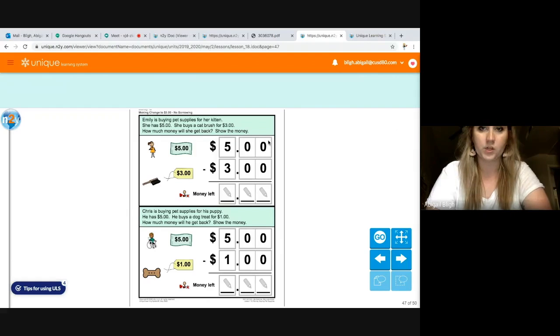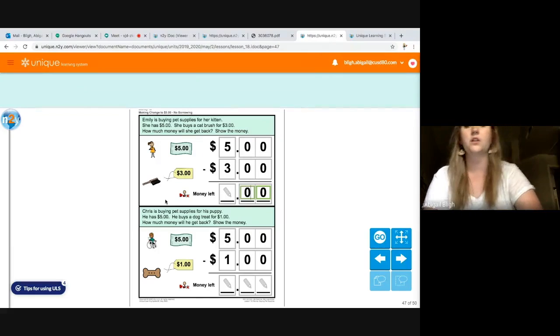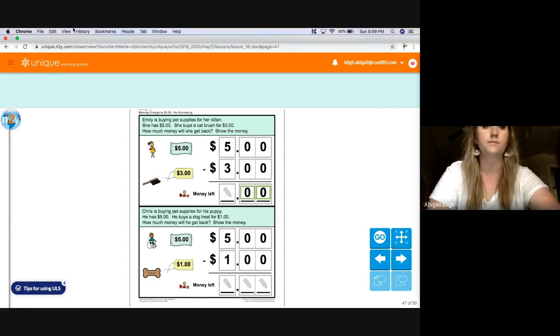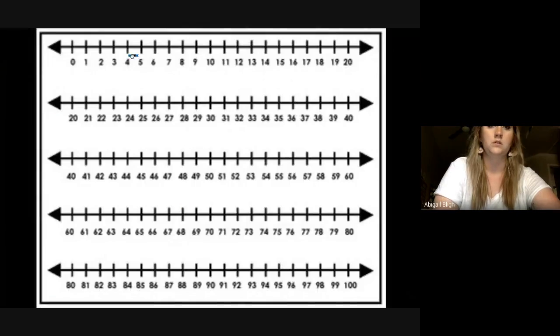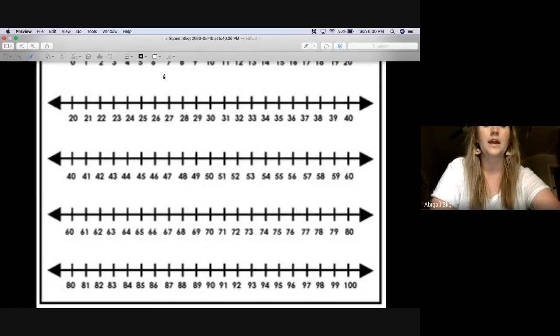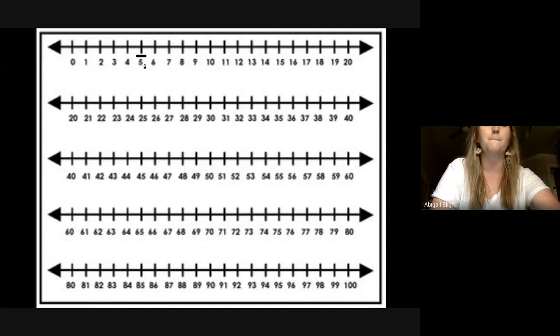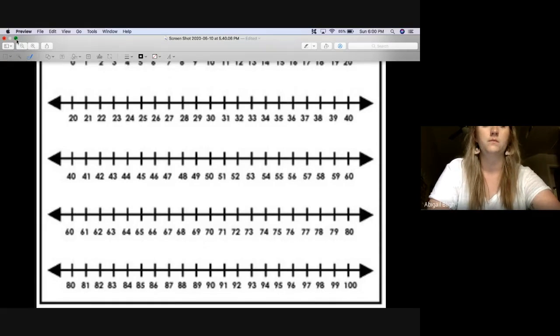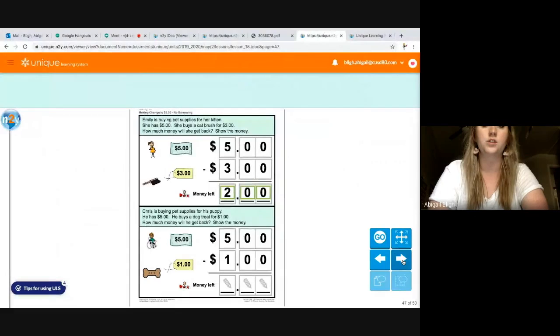Okay, so starting on this side, 0 and 0 is 0. 0 minus 0 is 0. And now we have 5 and 3 on our number line. We're going backwards on our number line. So I'm starting at 5. And I'm going backwards 3. So let's go backwards. 1, 2, 3. What number did I end up on? 2. She'll get back $2. Nice job.